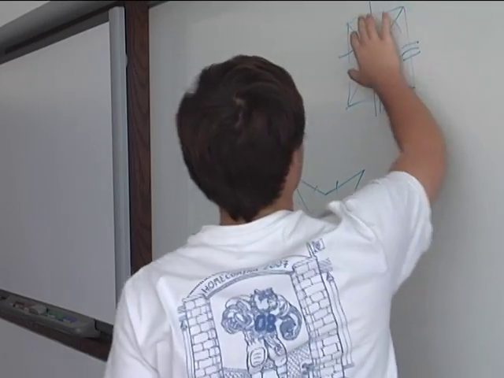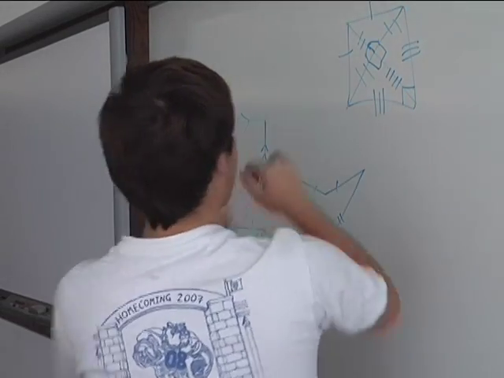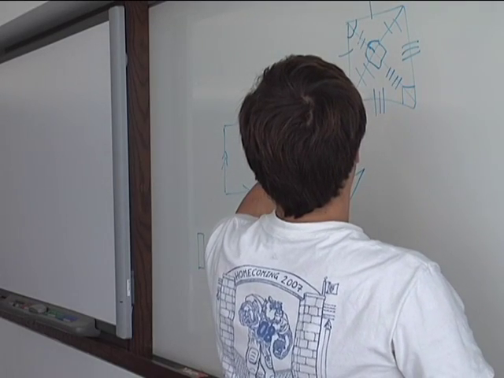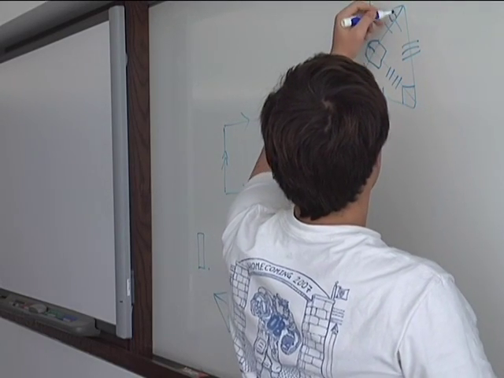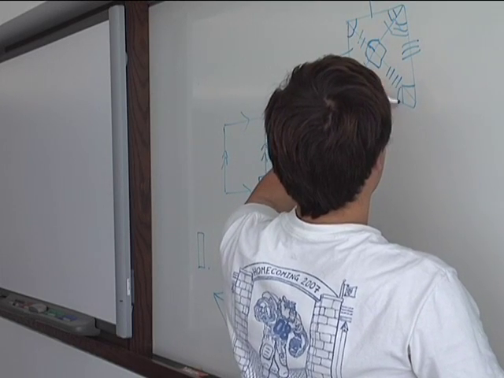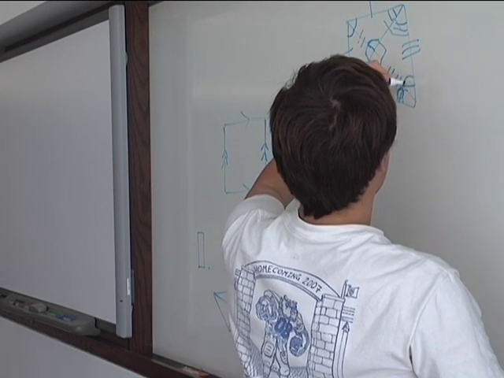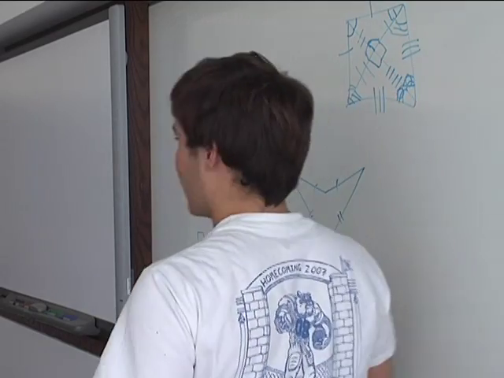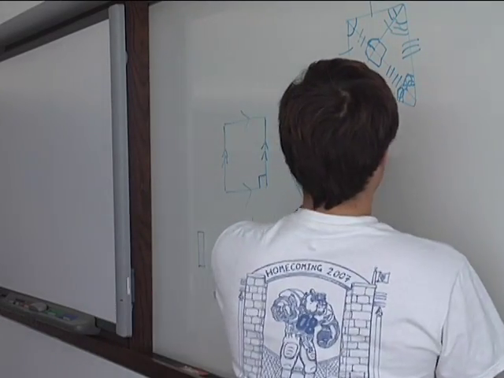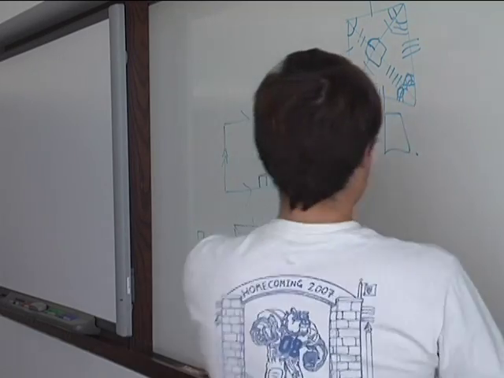And since that's all corresponding parts, so this is congruent to this, and then that's congruent to that, and that's congruent to that, and that's congruent to that. If you add all using the property of addition, you get a square. I'm not convinced yet. Dude, that was complex.